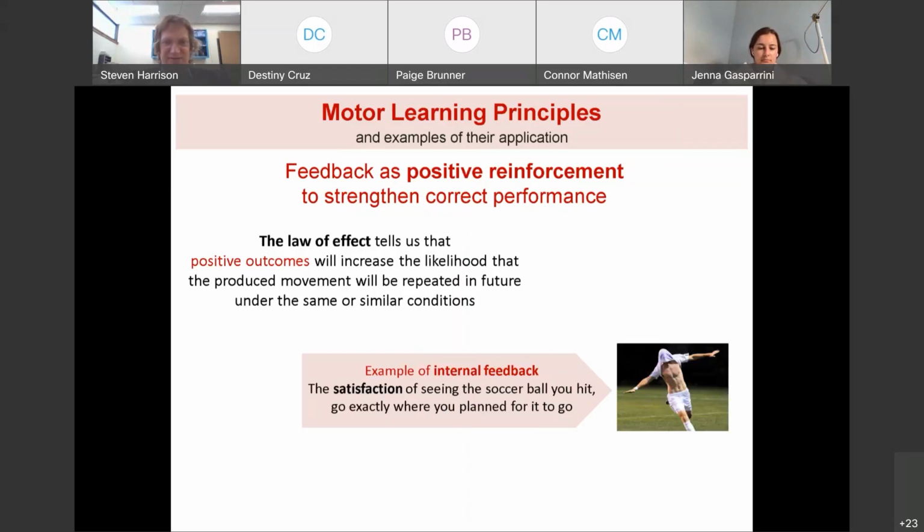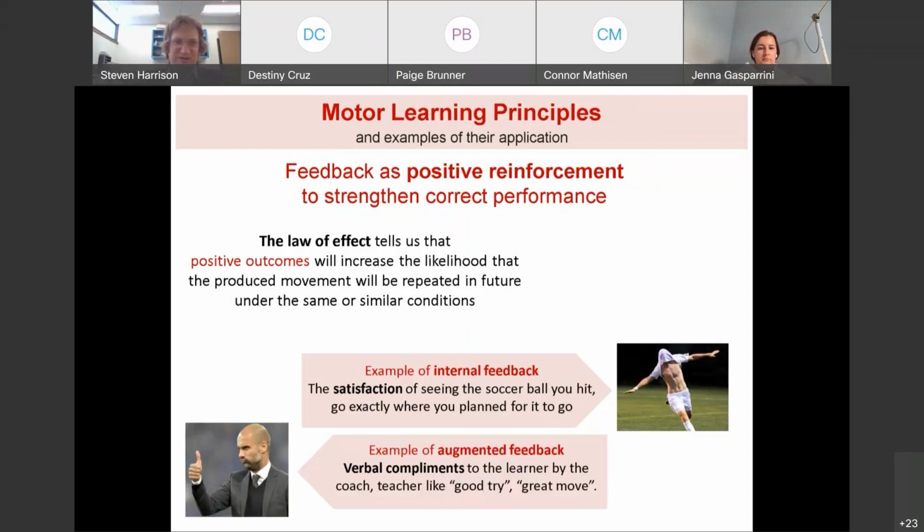So you hit a soccer ball. It goes exactly where you wanted it to go. Seeing that consequence, seeing that outcome of your movement, talking in operant conditioning language again, is going to lead to internal feedback and internal reinforcement.